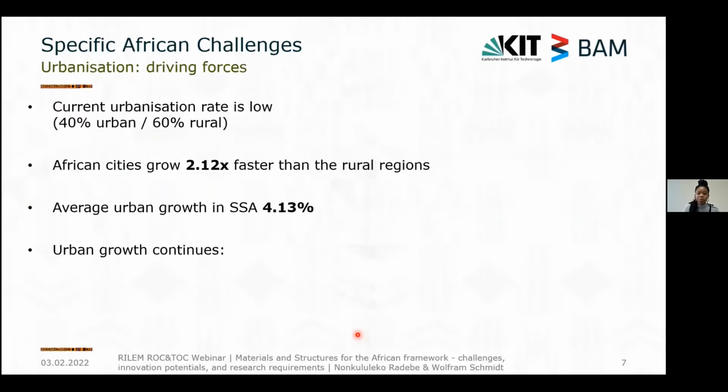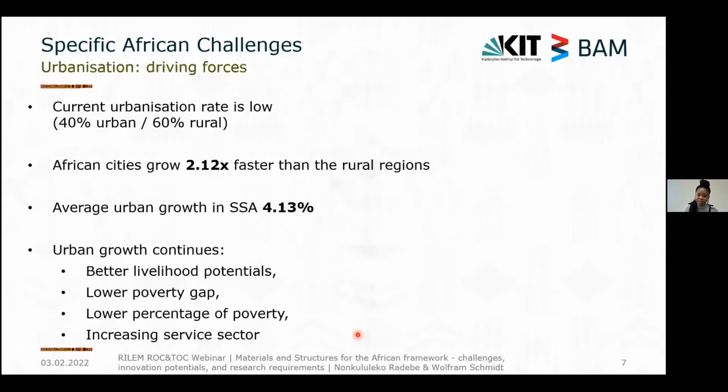But all of these are all-encompassing, and they all add to the issues we find within urbanization. About 60% of the population currently lives in rural areas and about 40% in urban areas. It's projected that African cities are growing at twice the rate of rural regions, and on average in sub-Saharan Africa the growth rate is about 4%. Urbanization will continue, mainly because people are looking for better livelihoods. It also lowers the poverty gap, and you have an increase in service sectors.